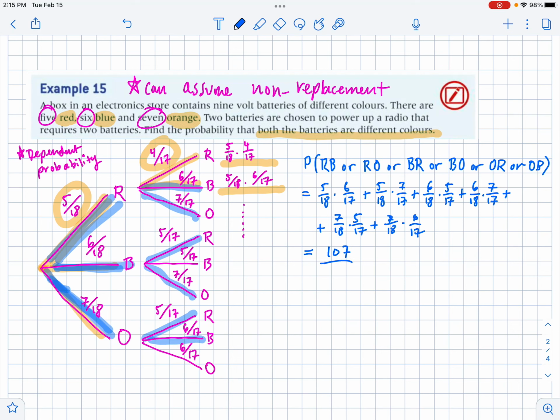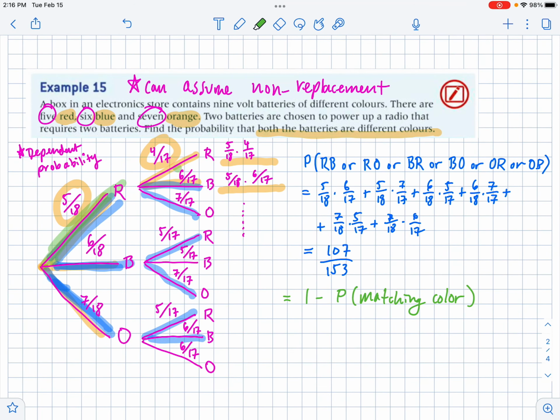which I would just definitely grab a calculator for, you get 107 153rds. Now, that's one way of doing the problem, but I'm going to show you guys maybe a way that's slightly quicker. So, instead of finding every single scenario where that happens, the probability that both batteries are different colors is the same thing as 1 minus the probability of matching color. You're taking out the complement from the total probability to figure out what's left over.